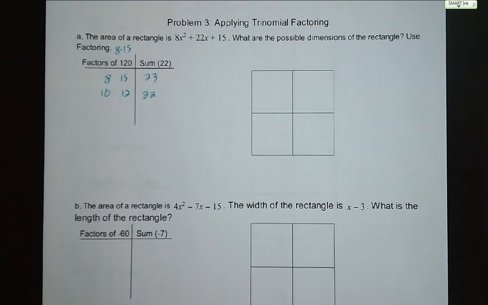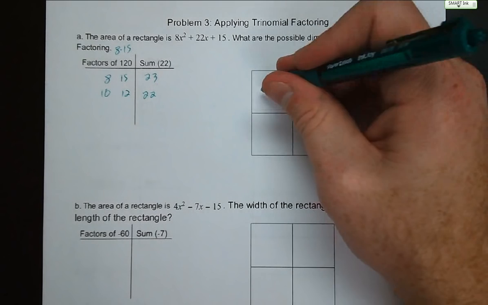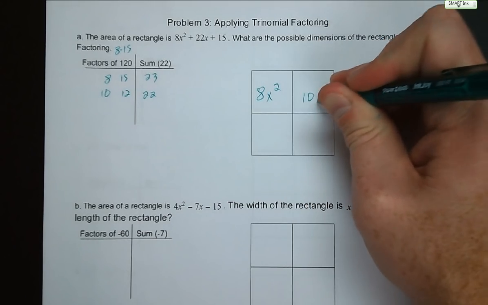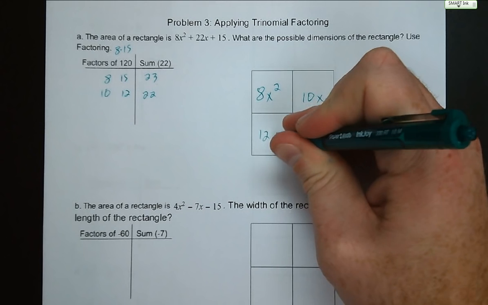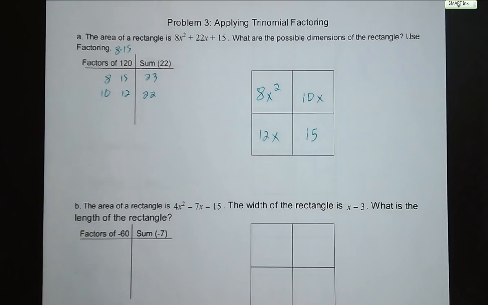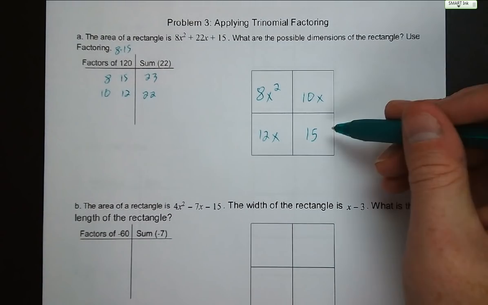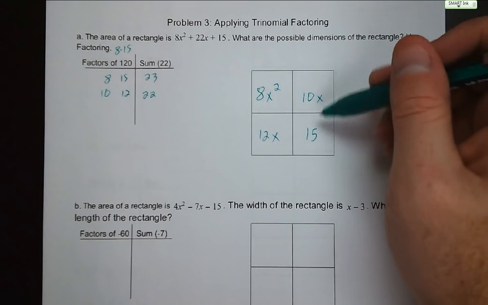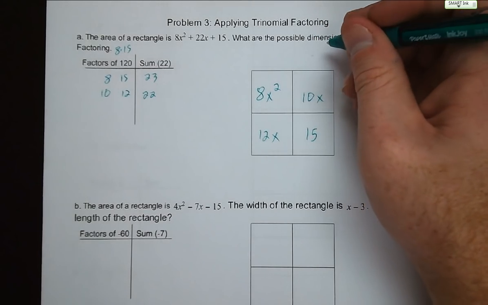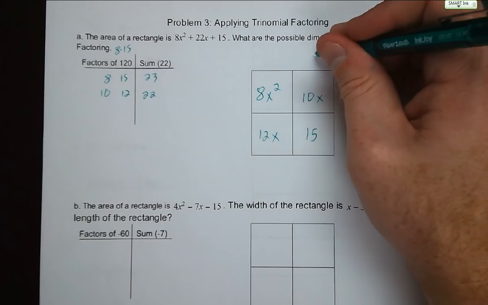So we plug in our information. So we have the first term, 8x squared. One of the factors we came up with, the other factor we came up with, and our last term, which is 15. Vertical, 15, 10x, common factor is 5.